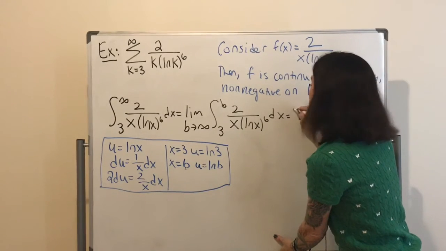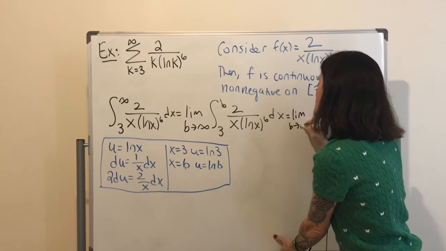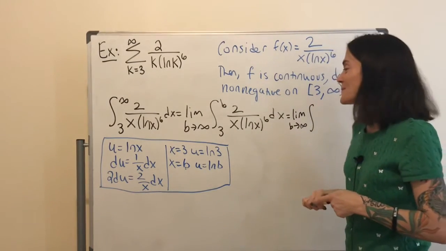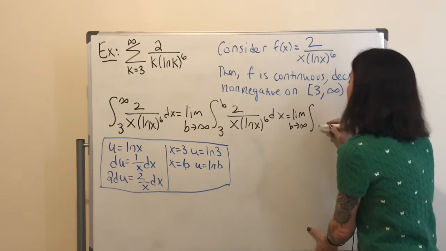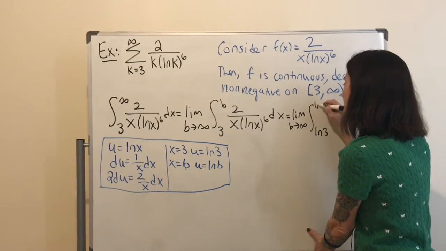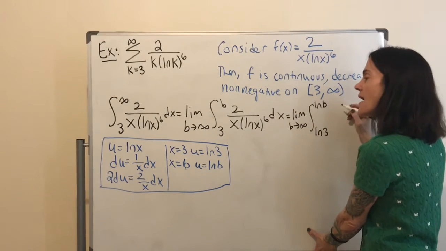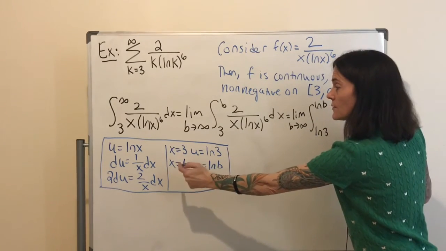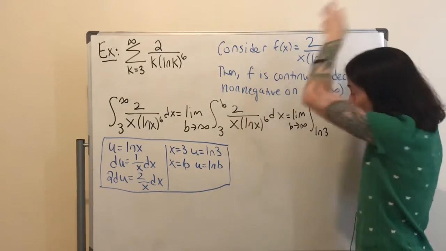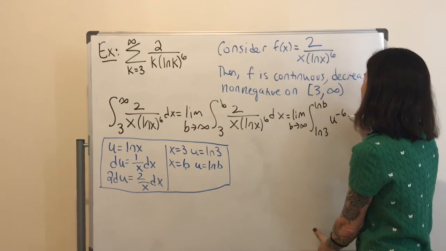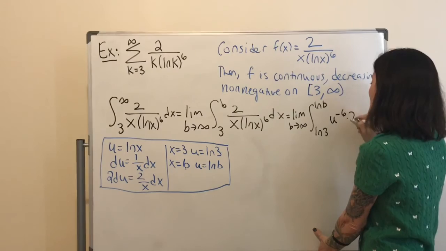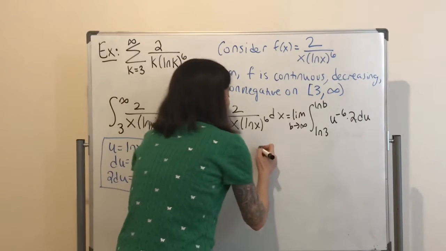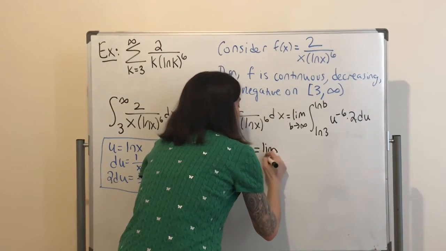This becomes, well, we have a limit as b goes to infinity, but now I change everything to be with respect to u. So my integral goes from ln 3 to ln b, and then I have 2 du, and then we have u to the minus 6, very nice, times 2 du. Okay, now here we go. We integrate. These are fun, I think.